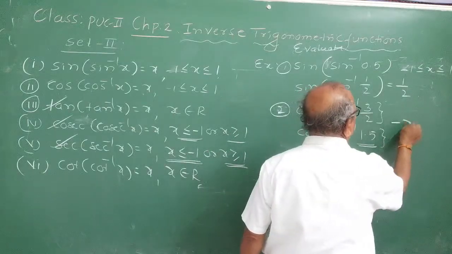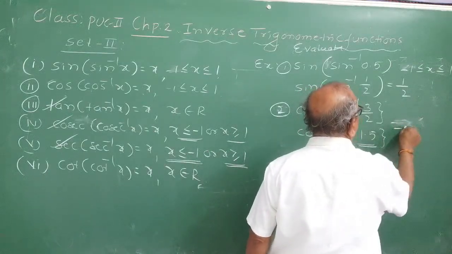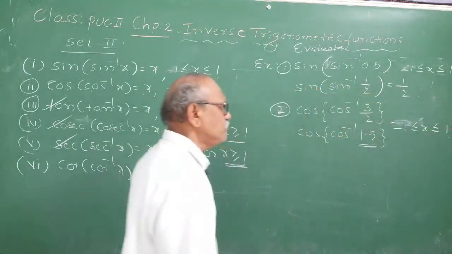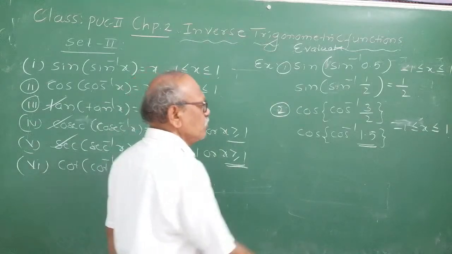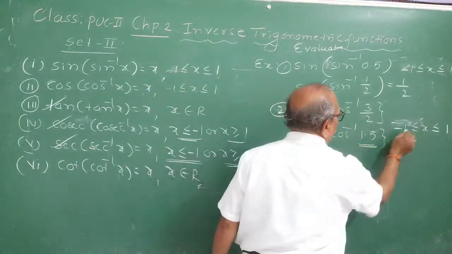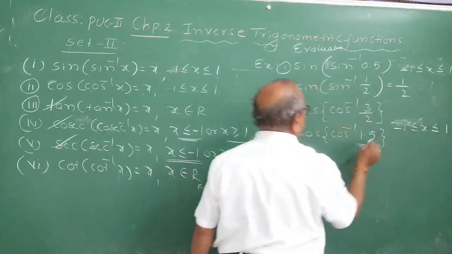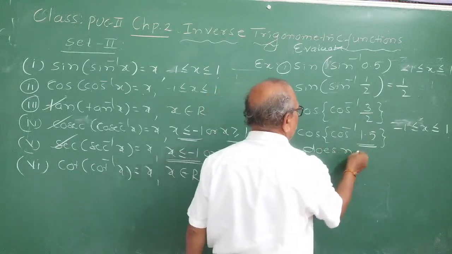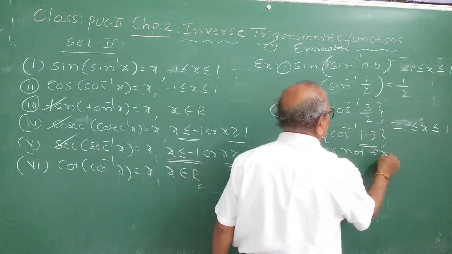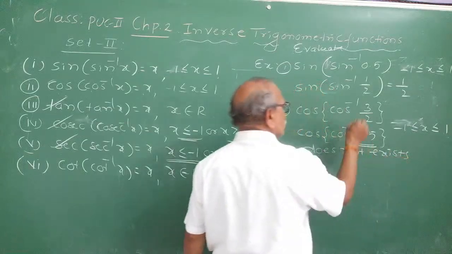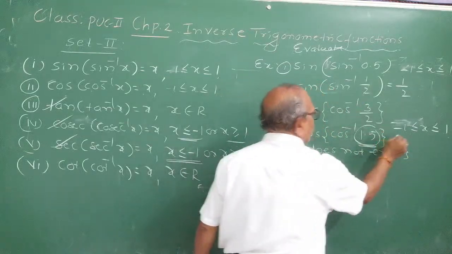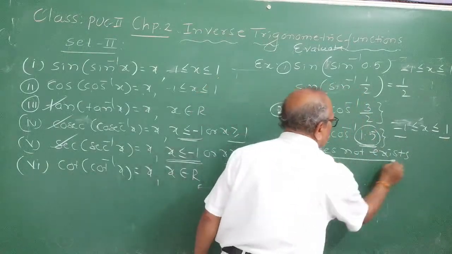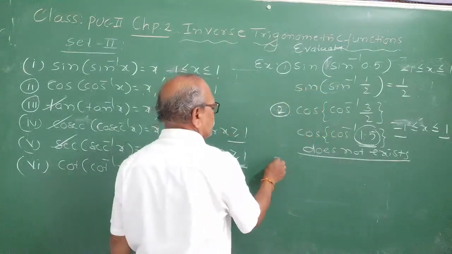What is the restriction for x? For cos inverse, x should lie between what? -1 is less than or equal to x, and x is less than or equal to 1. Now the value of x is 1.5, which is greater than 1. Therefore, you have to say that it does not exist. Why? Cos inverse can be defined only if the value of x lies between -1 and +1. Now it is 1.5. Therefore, your answer should be that the value does not exist.